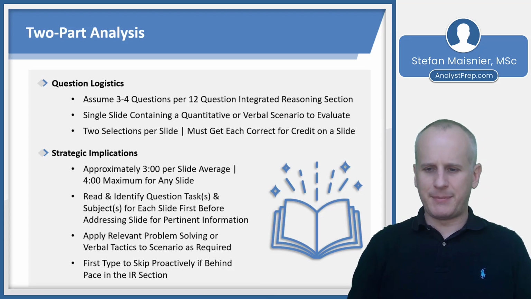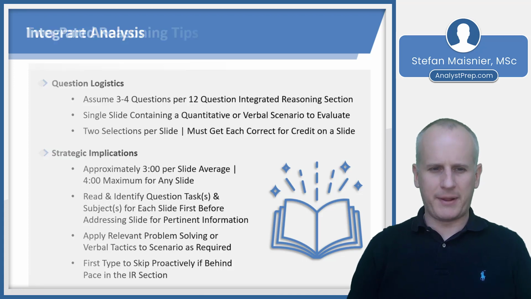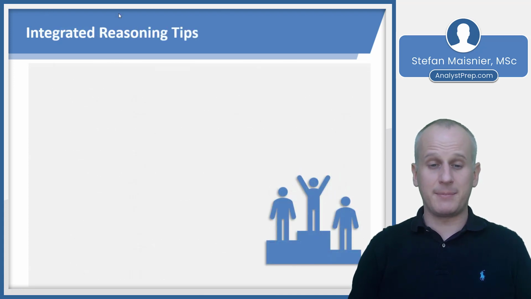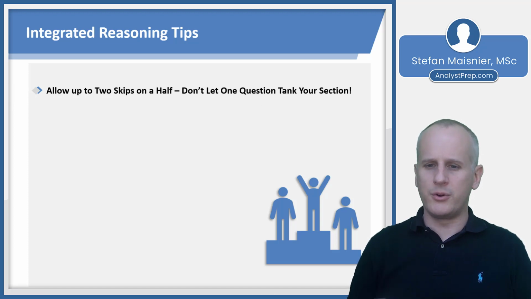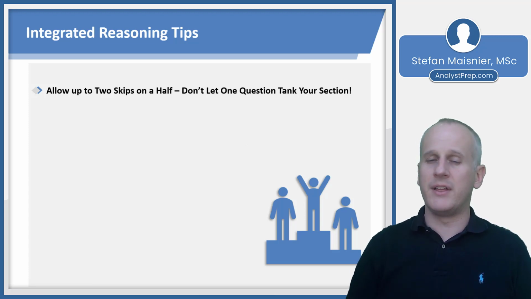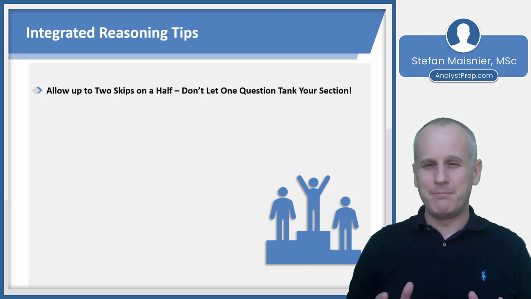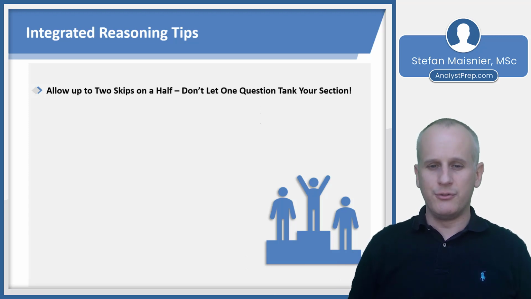So now that we've talked about all of the different question formats you'll find on the exam, let's just talk about some best practice tips for the section overall. First, remember to allow up to 2 skips on a half so that you don't let one question tank your section. Take advantage of the fact that the executive assessment allows you to skip and return to questions within a half. Remember as well that generally you need to miss at most 2 for a section, and that works for the integrated reasoning as well.